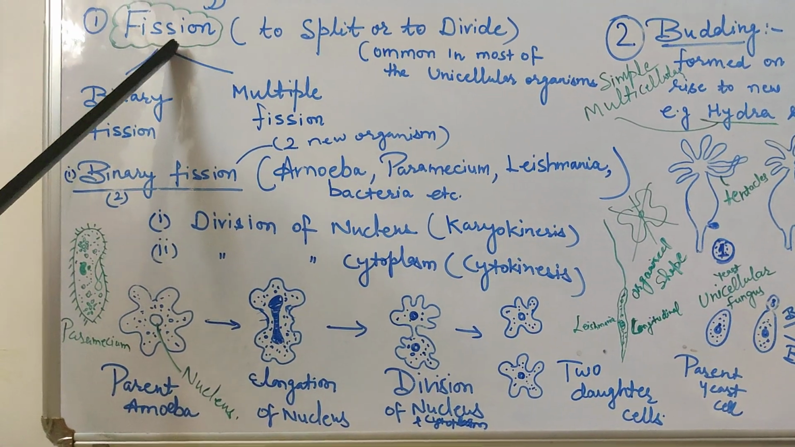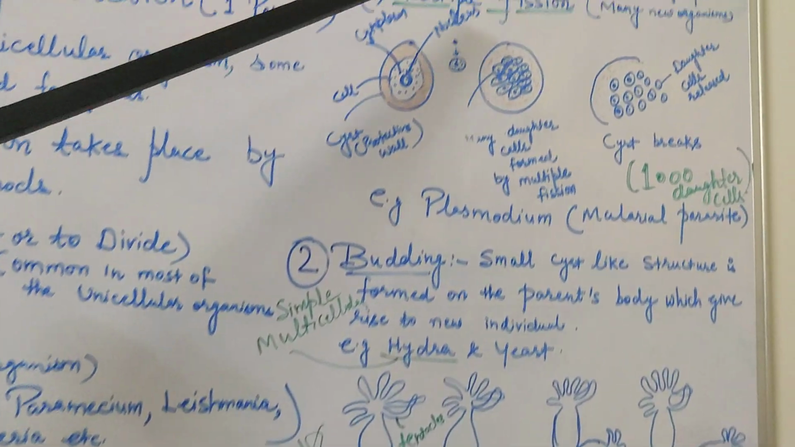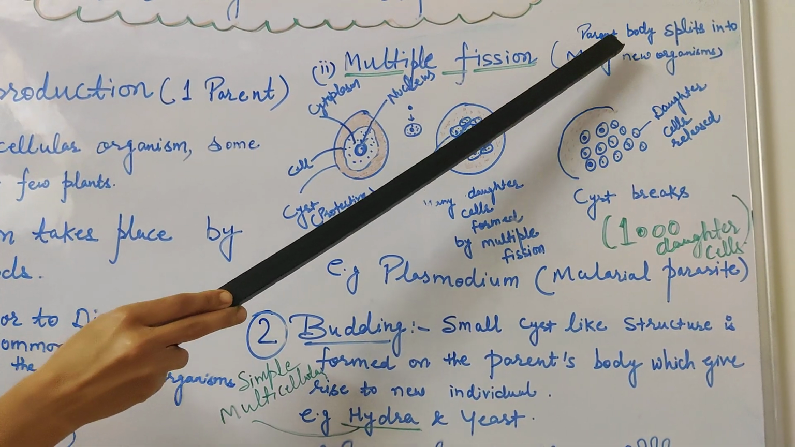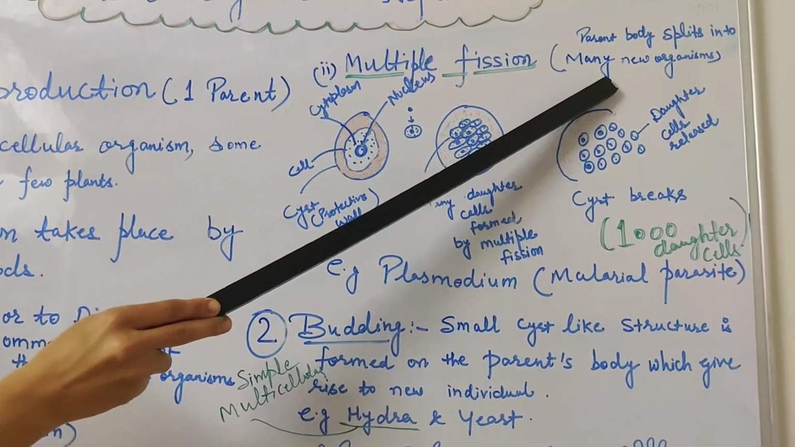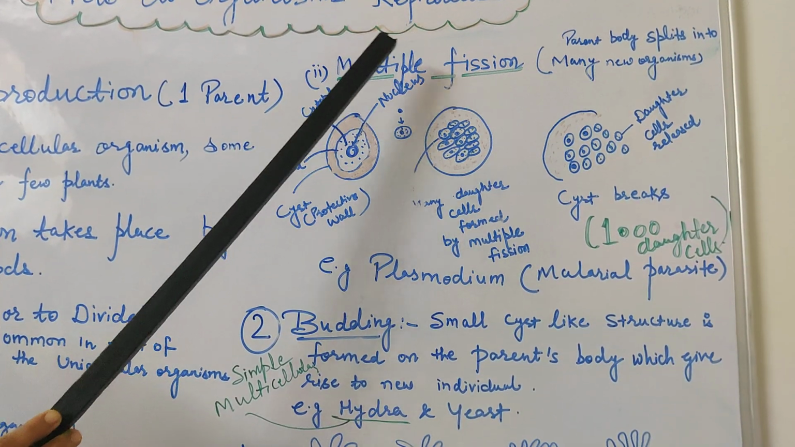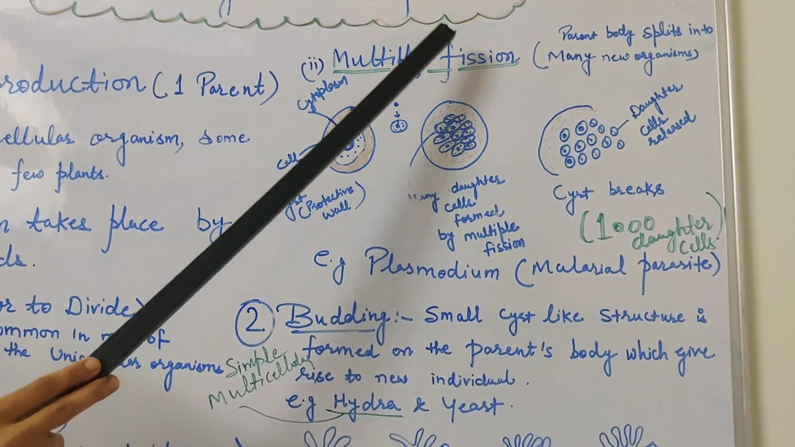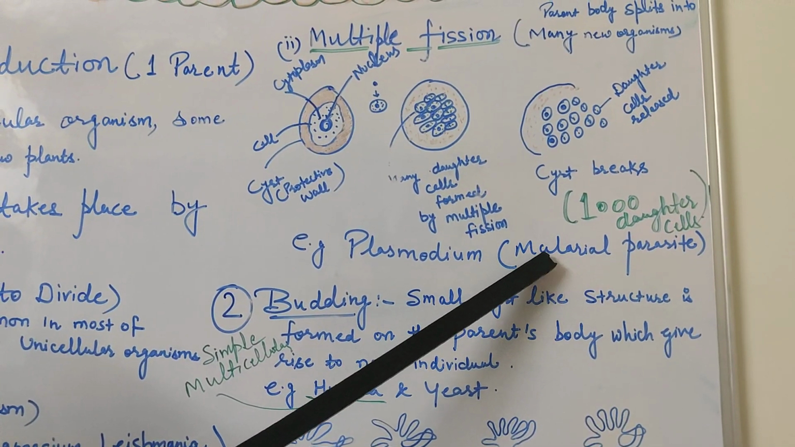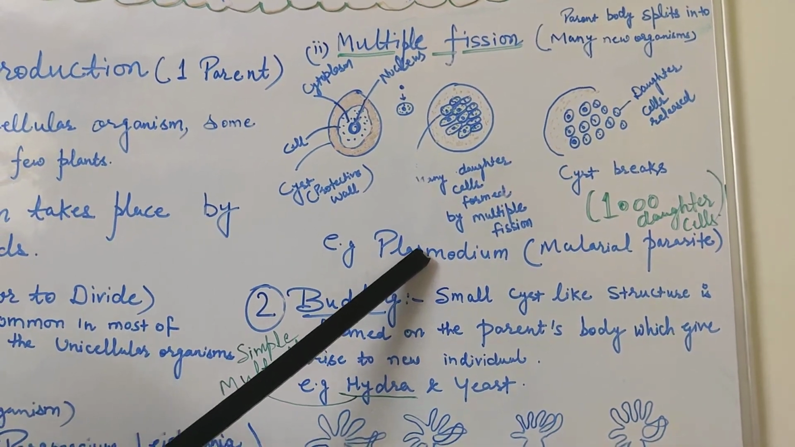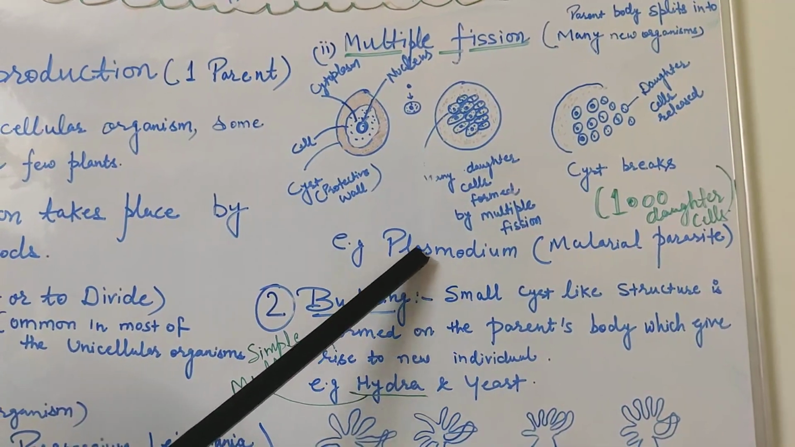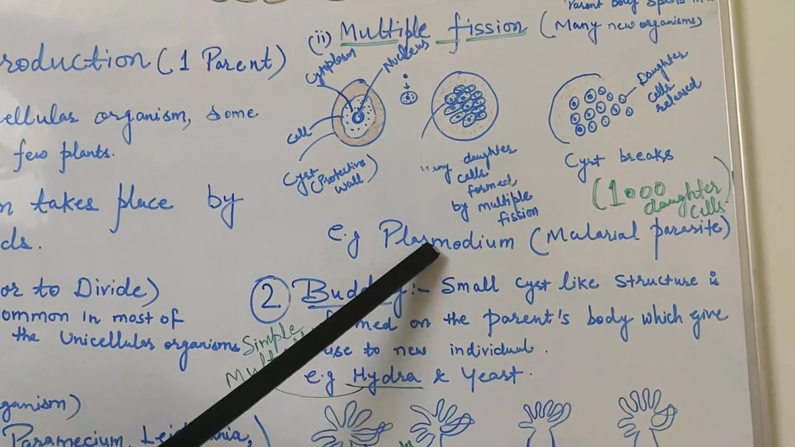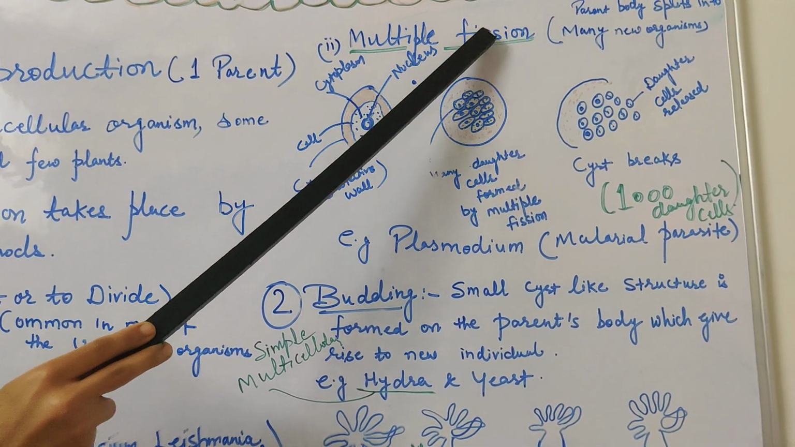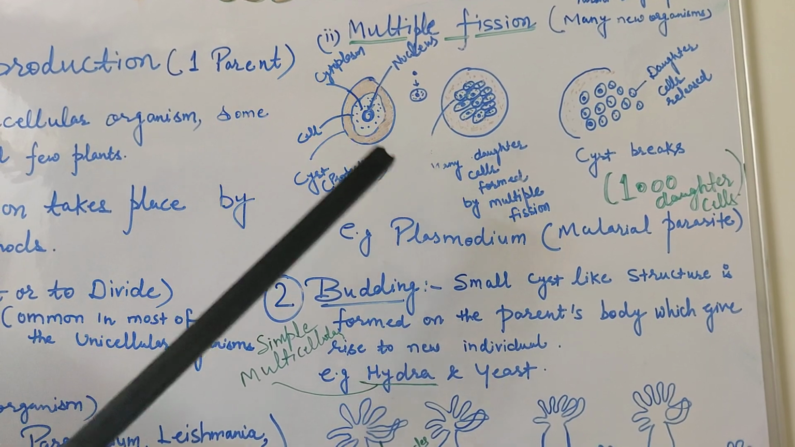That is the first type of fission. Now the next type is multiple fission. Multiple means many. When the parent body splits into many new organisms, that is called multiple fission. An example of multiple fission is Plasmodium, which is a malarial parasite. This Plasmodium causes malaria, and that is spread by the female Anopheles mosquito. How does this Plasmodium reproduce? It reproduces by multiple fission. What happens in multiple fission?